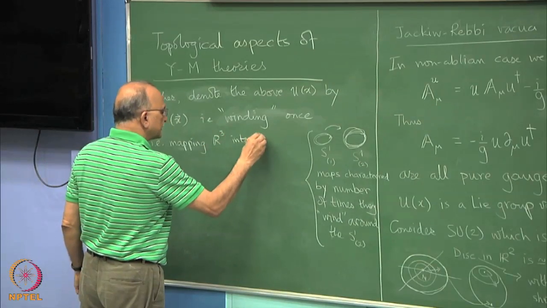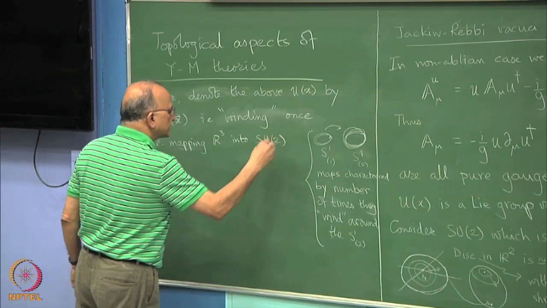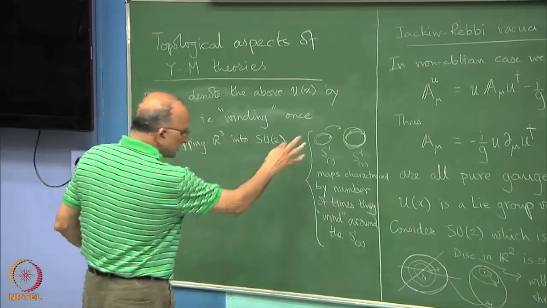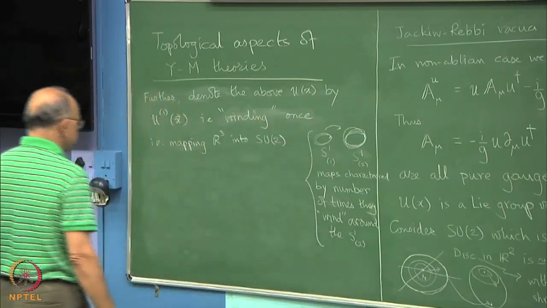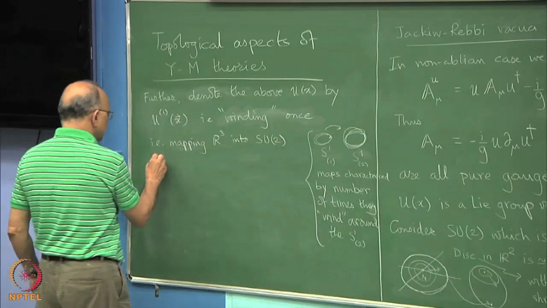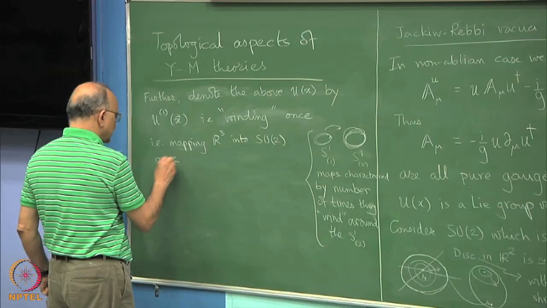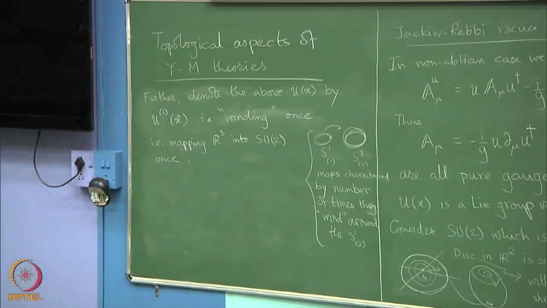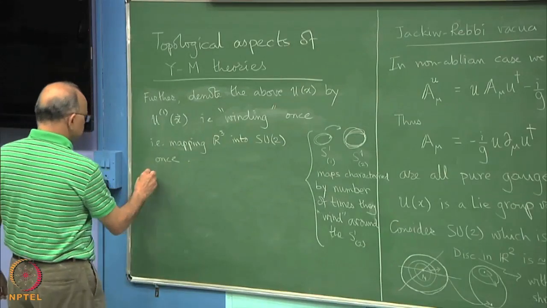So it is of course 1-to-1, but it is not just that calculus requirement that is important, it is that topologically it covers the space once. Okay. But now consider u to the power n.